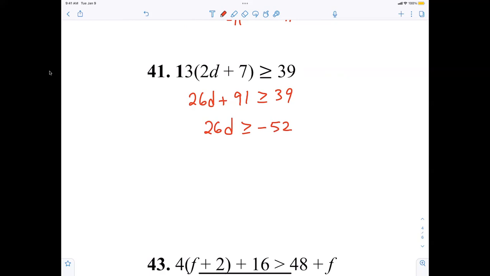So 26D is greater than or equal to negative 50. And then you divide by 26. Does that go in evenly? Yeah, it does. How many? 2. Right, so D is greater than or equal to 2. What kind of 2? Negative 2.